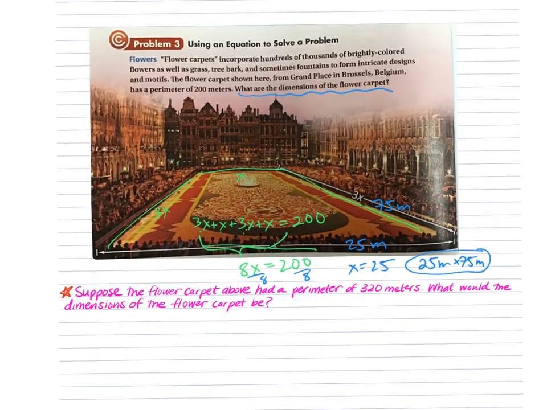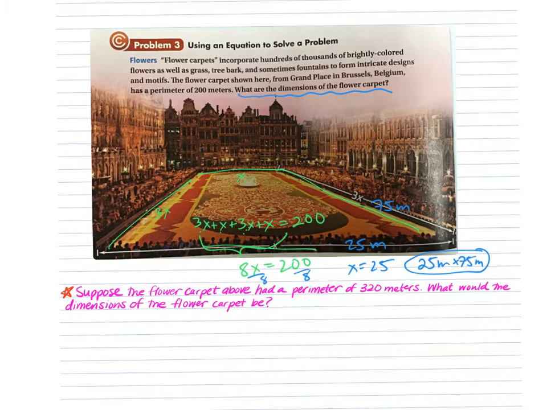Okay, so the one to do on your own says, suppose the flower carpet would have a perimeter of 320 meters. What would the dimensions of the flower carpet be? So they're just changing the perimeter here. So try this on your own, press pause, and then check back for the solutions. Okay, so for this one, this all stayed the same. This number just changed. So this stayed 8x. And then when you divide 320 by 8, you get 40. And then 3 times 40 is 120. So 40 meters by 120 meters.